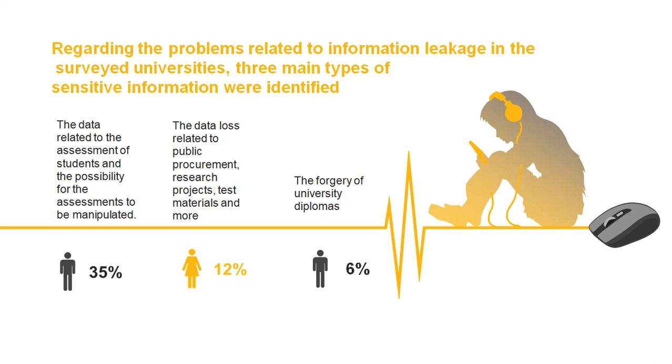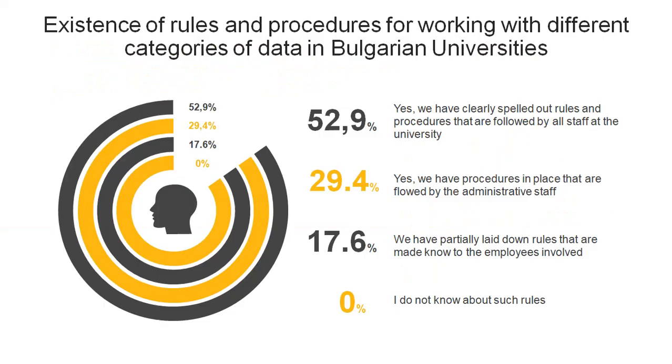Regarding the problems related to information leakage, in the surveyed universities, 3 main types of sensitive information were identified. The first type is the data related to assessment of students and the possibility for the assessments to be manipulated. The second type regards data loss related to public procurement, research projects, test materials, and everything related to the research and scientific work in the university. And then we have also the possibility of forgery of university diplomas. This was a big problem in Bulgarian universities in the past, but as you can see now, only 6% of the respondents considered this as a possibility and put university diplomas in the sensitive information that needs protection.